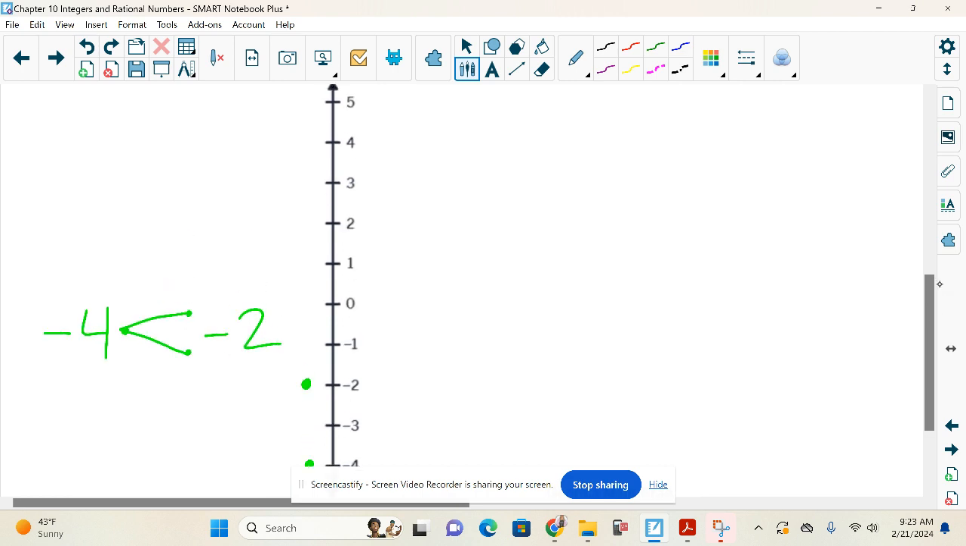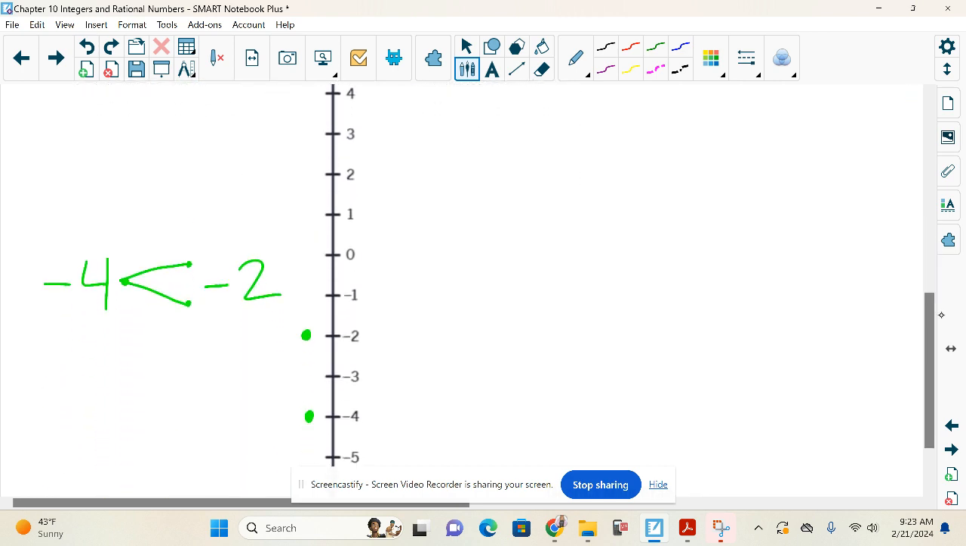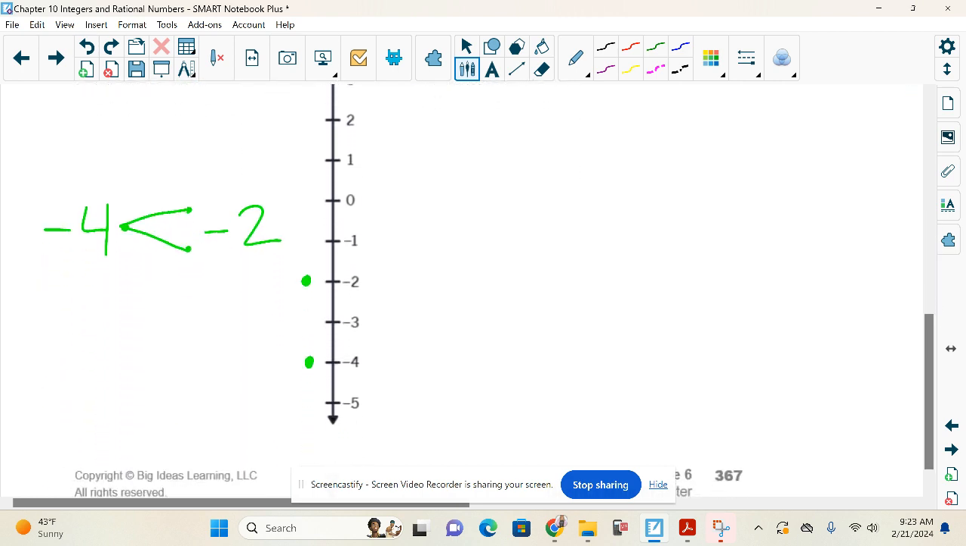Alright. Then we had -1 and -5. If I could write my negatives correctly. -1, -5. -1, is it bigger or smaller? Bigger because it's higher up, right? It's above. So 2 dots by the bigger number, 1 dot by the smaller number. Connect my dots.